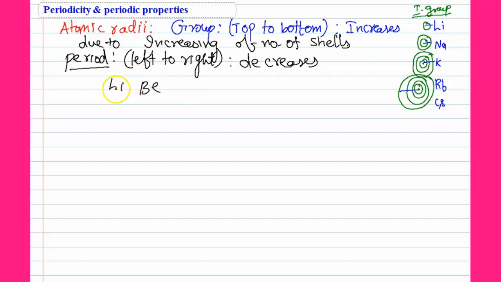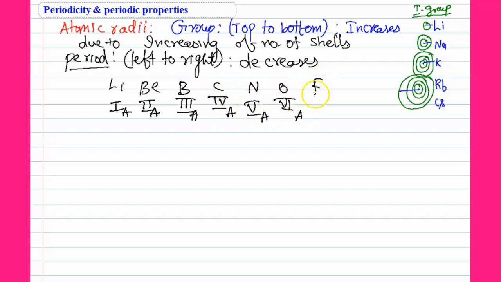So lithium, this is first group. Beryllium, second group. This is 1A. This is 2A. Next 3A element, boron. Next carbon, 4A. Nitrogen, 5A. Oxygen, 6A. Fluorine, 7A. Here students observe it. So lithium atomic number 3, 4, 5, 6, 7, 8 and 9.